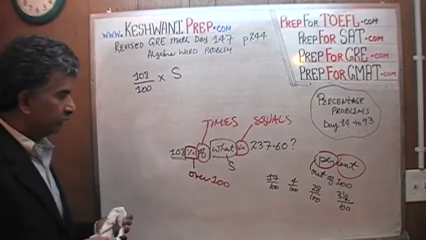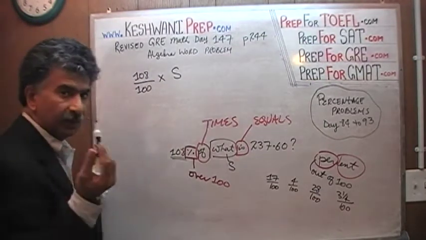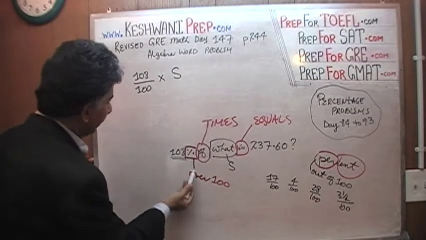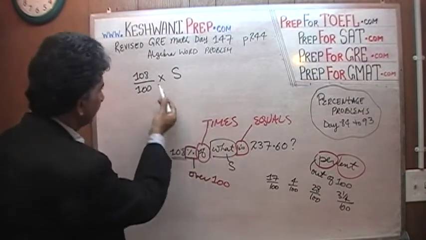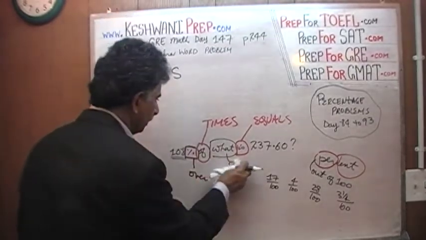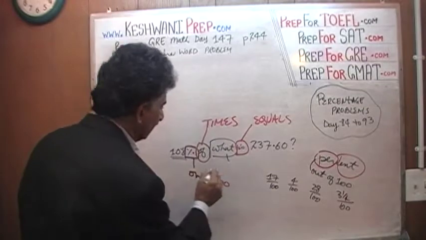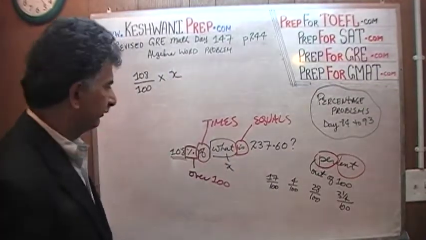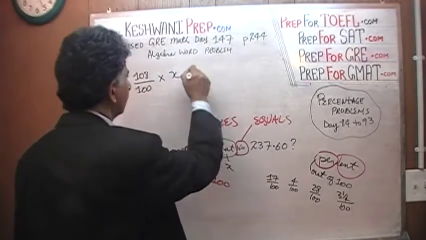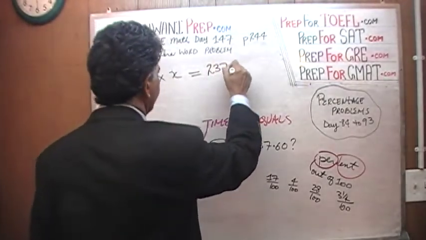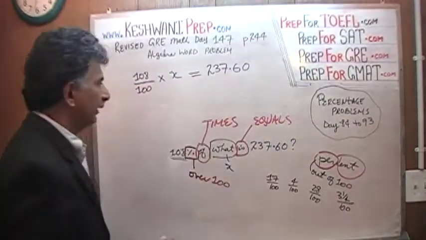Is means equals. So I'm showing you here how to translate every single word. We do not skip even one word. 108% means 108 out of 100. Of means times what, which is our unknown. Let's stick with the tradition, which is our unknown, the x. And then is means equals. And then, of course, 237. That's it. We have our equation.